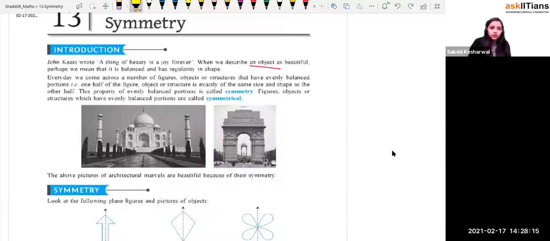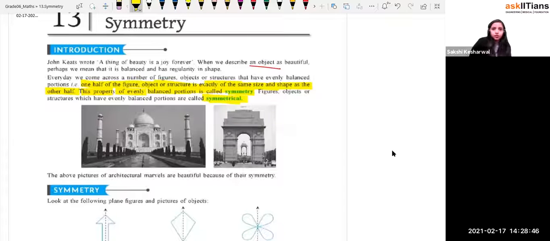It says that one half of the figure, object or structure is exactly the same size and shape as the other half, and this property, which evenly balances the portions, is called symmetry. The figures, objects or structures which have exactly balanced portions are called symmetrical. All the figures around you are not necessarily symmetrical, but some figures are symmetrical, right? So the above pictures of the architectural marvels are beautiful because they are symmetrical.